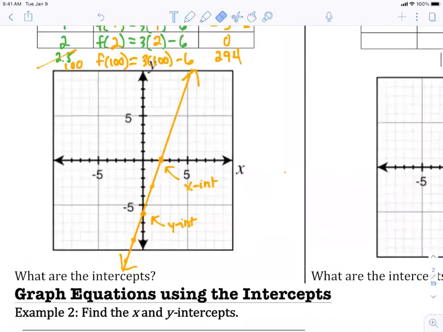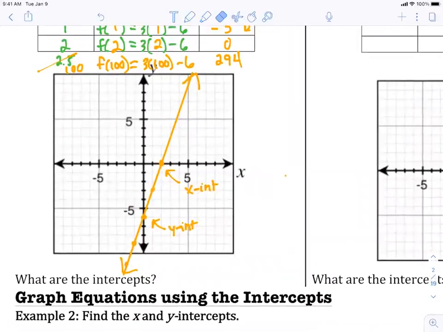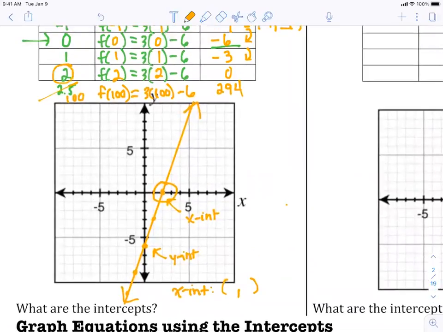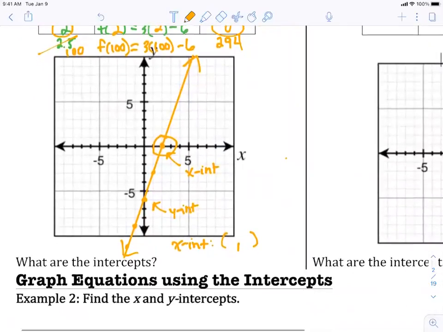Now, for the second part, if you notice, it says, what are the intercepts? You just found them. If you want to list them out though, I'm going to list the ordered pair. We found that right here. This guy right here, that was when we plugged in 2 and moved up or down 0. So my x-intercept is 2, 0. And my y-intercept is going to be right there. I went left or right 0, and I went down 6.